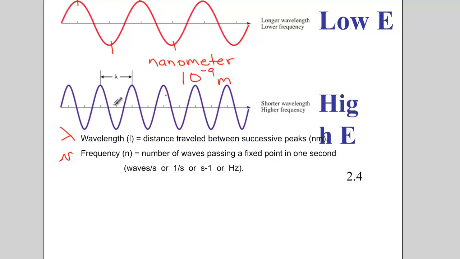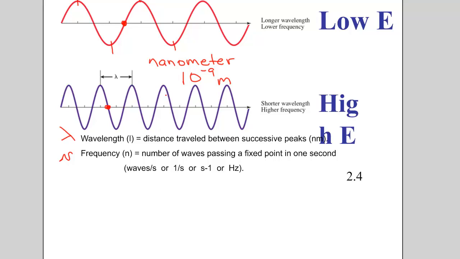Let's discuss the term frequency, the number of waves passing a fixed point per second. So let's suppose this is a fixed point on our axes. The number of waves passing through that fixed point is significantly more when I have a shorter wavelength, as I compare this fixed point and the number of waves that would pass through it in every second.